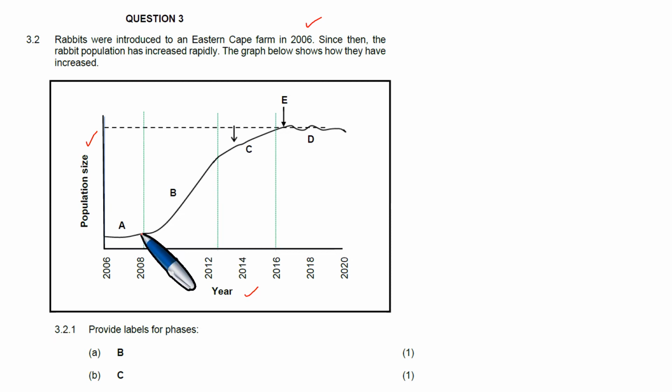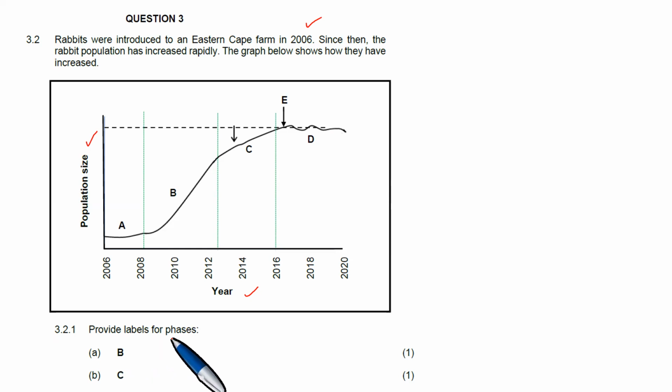So the rabbits were introduced to an Eastern Cape farm in 2006. Since then, the rabbit population has increased rapidly. In 2006, they increased a little bit. After 2008, they went up. In 2010, they went further up, and in 2012. And then you can see that after 2016, they increased even more. But now you can see that they appear to be fluctuating. So in other words, after 2016, there is a sudden decrease followed by an increase, a decrease followed by an increase. It's a fluctuation.